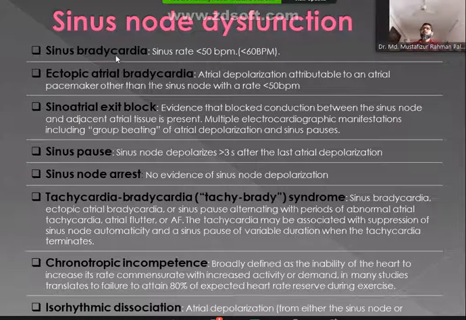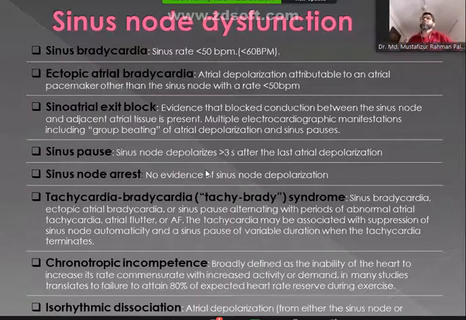The common sinus node dysfunctions are: sinus bradycardia, ectopic atrial bradycardia, sinoatrial exit block, sinus pause, sinus node arrest, tachy-brady syndrome, chronotropic incompetence, and isorhythmic dissociation. These are the common sinus node dysfunctions. Let us see them one by one.